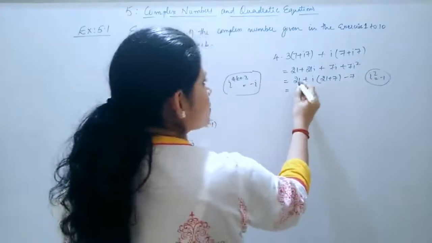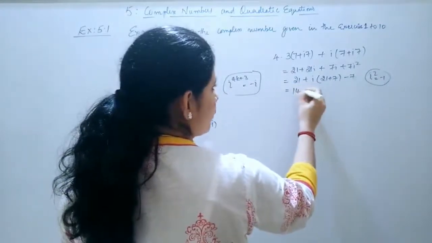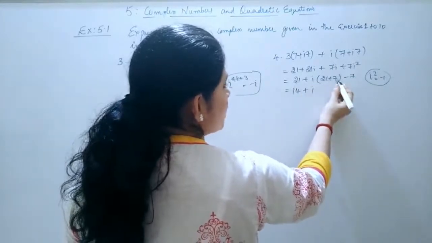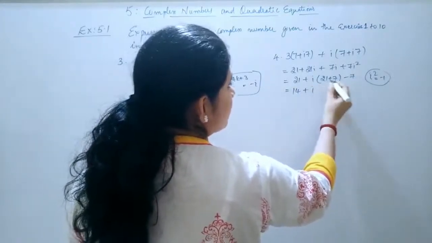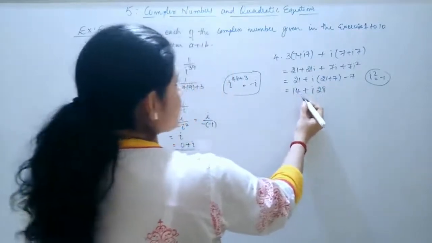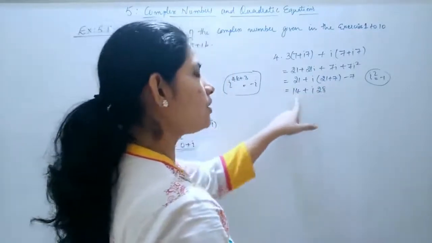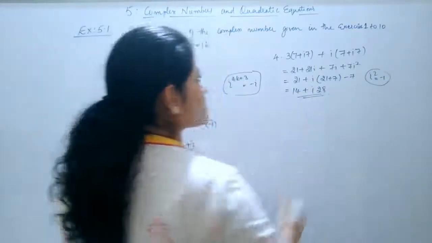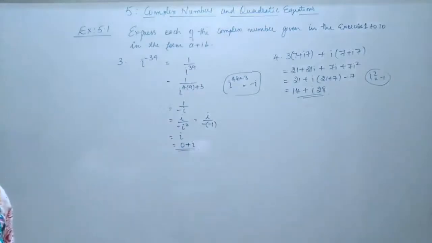So 21 minus 7 is 14, plus i into 21 plus 7, which will give you 28. Either you can represent it as 14 plus i28, or you can represent it as 14 plus 28i. Both have the same meaning. So this is your answer for the fourth question.